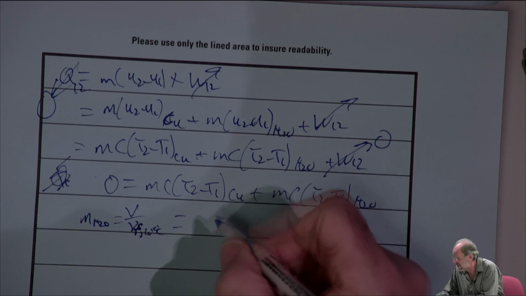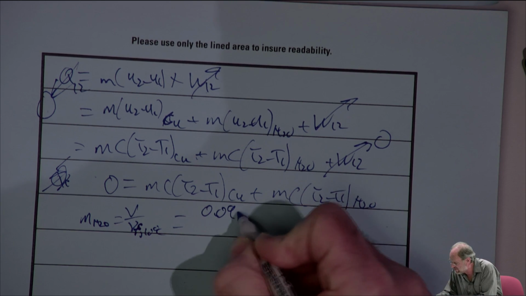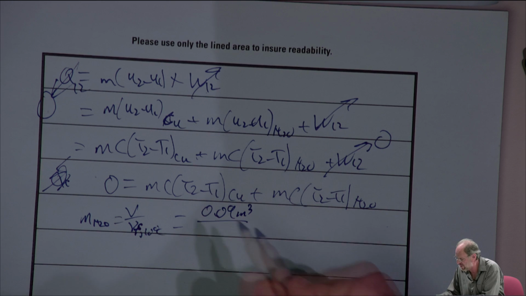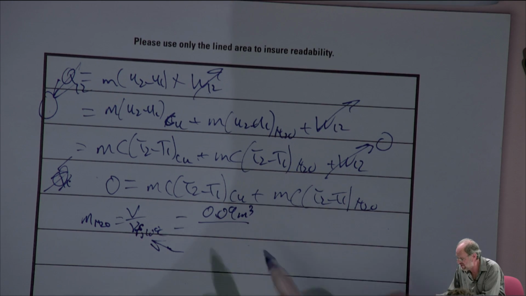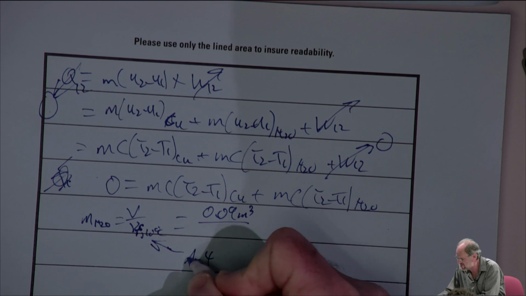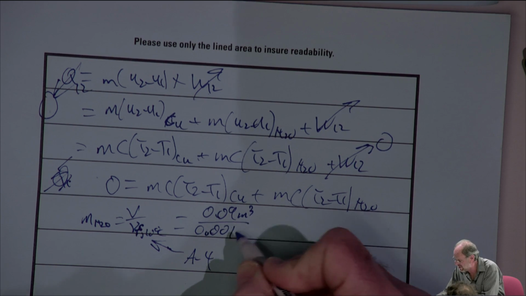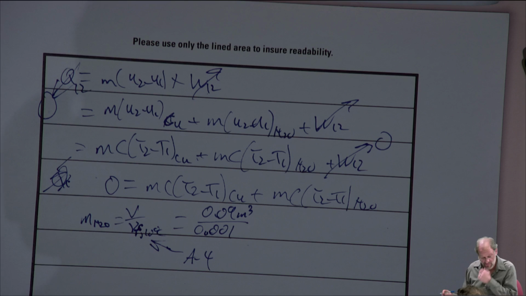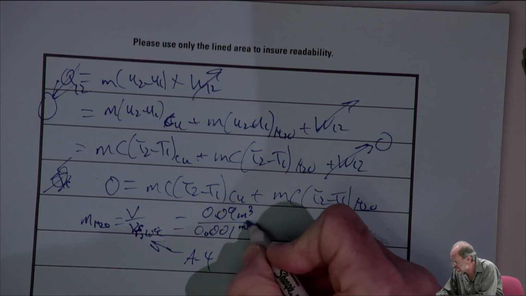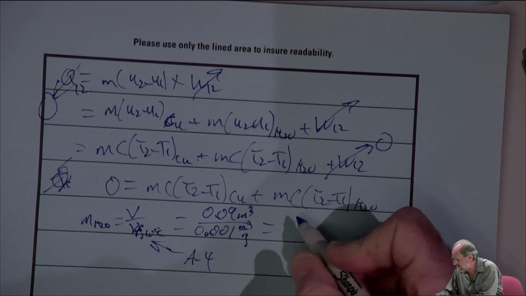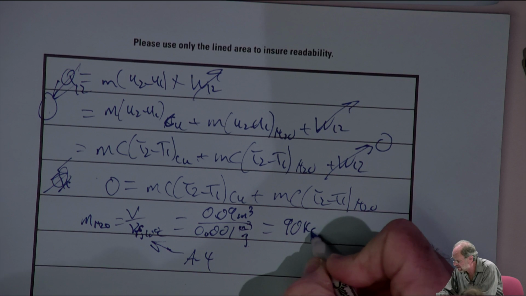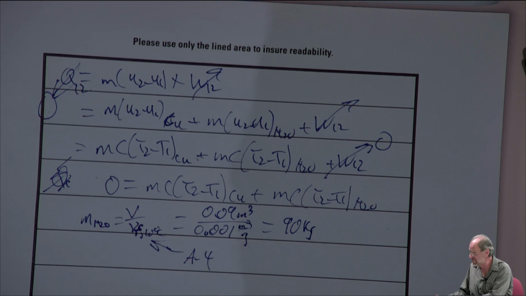We're given that the water volume is 90 liters, or 0.09 cubic meters. If we go into the appropriate table, which of course we know is our water table, so that's A4, we get that the specific volume is 0.001 cubic meters per kilogram. And therefore, we get 90 kilograms as the mass of water.